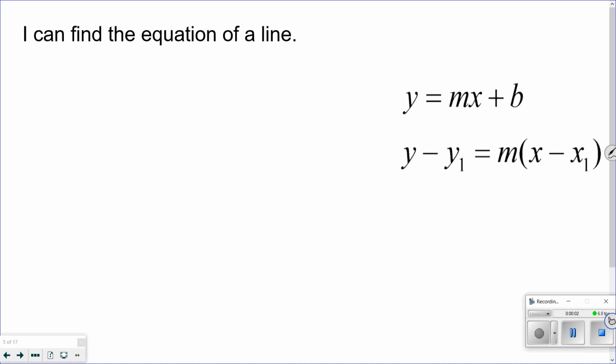So we've already gone through and found the equation of a line. We're going to continue with that. We're still going to be finding the equation of a line. So if you remember, we have these two formulas.